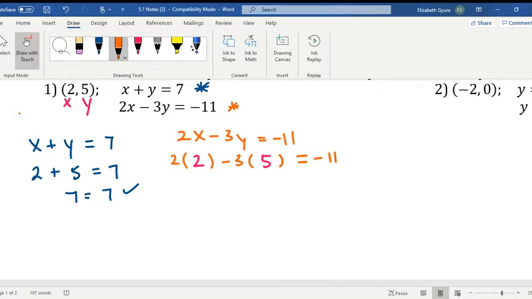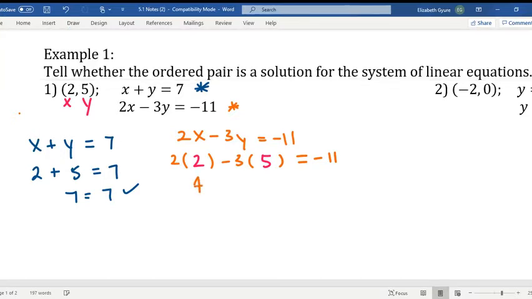Okay, so let's do our order of operations. Multiplication first. What's 2 times 2? 4. Then I'm going to drop down my minus sign. And I'm also going to simplify this other part. What's 3 times 5? 15. So I'm going to have 4 minus 15 equals negative 11.